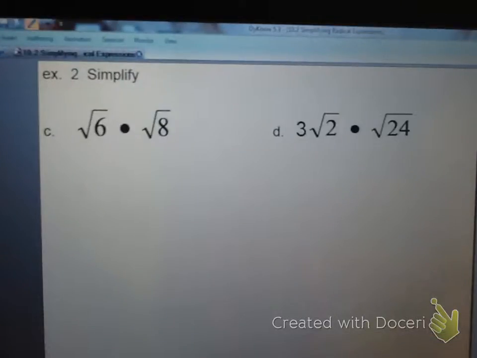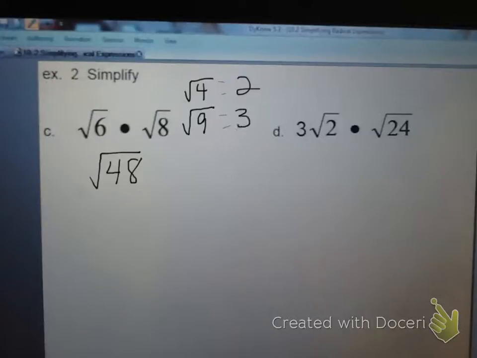Example 2c, I am going to multiply the square root of 6 times the square root of 8, it's the square root of 48. Now, I'm going to be going through my perfect squares. Square root of 4 is 2. 4 goes into 48. The next perfect square is 9. And the next is 16. Now remember what I said. If 4 goes, you should always try 16. And 16 goes into 48 3 times.